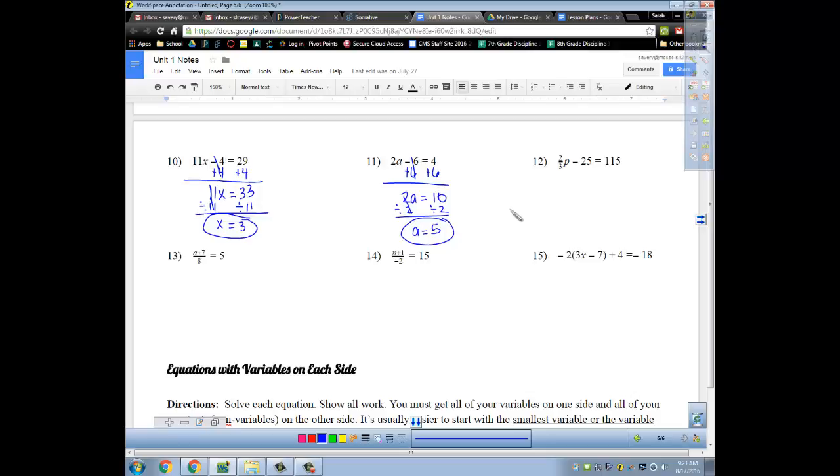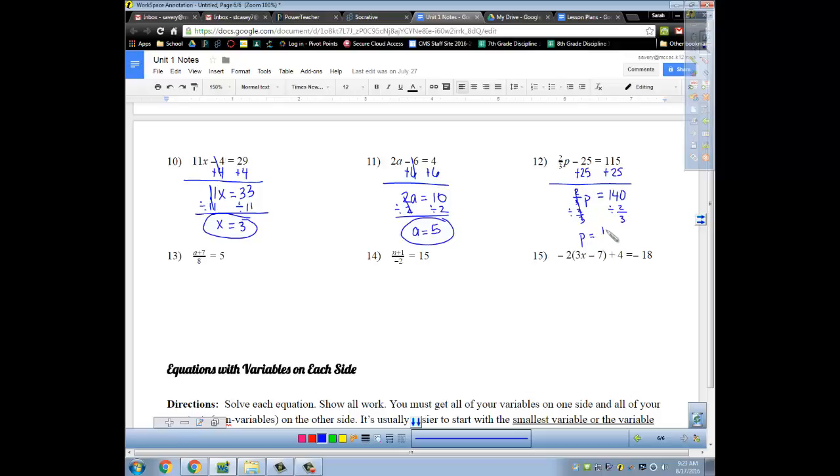Number 12, we're going to start off the same way. So instead of minus 25, I'm going to add 25 to both sides to get 2/3 p equals 140. And then this says 2/3 times p, so the opposite of multiplication would be to divide by 2/3. It's just like the problems we did on the previous page.